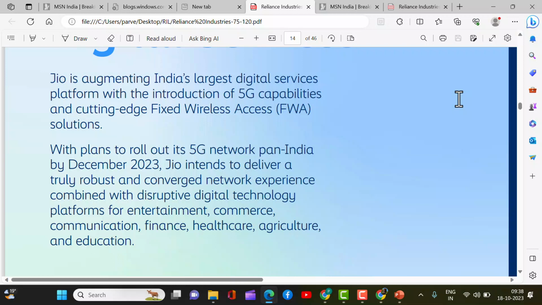In 1995 or 2001, when I joined telecom, we were providing 2G services. Then came 2.5G, then 3G, 4G, and 5G today. Okay, 5G plus.